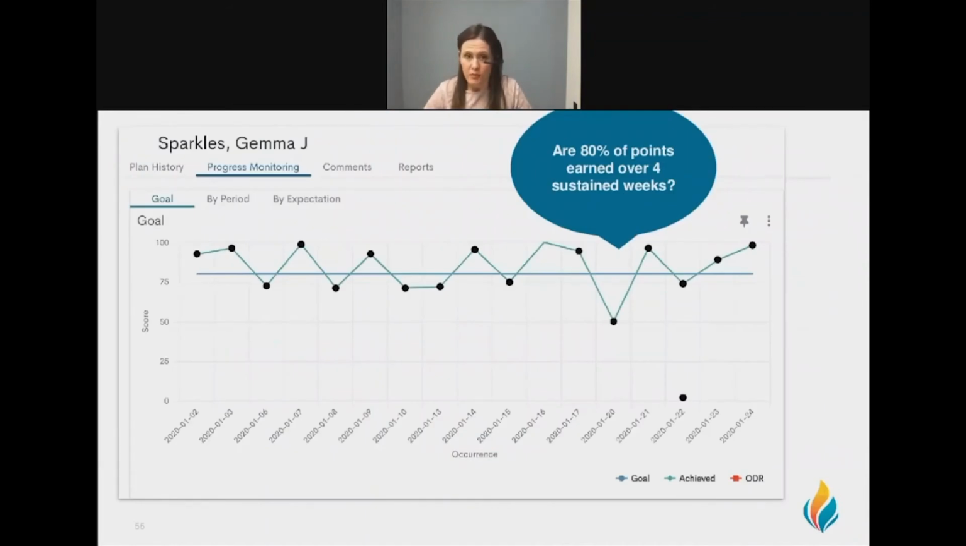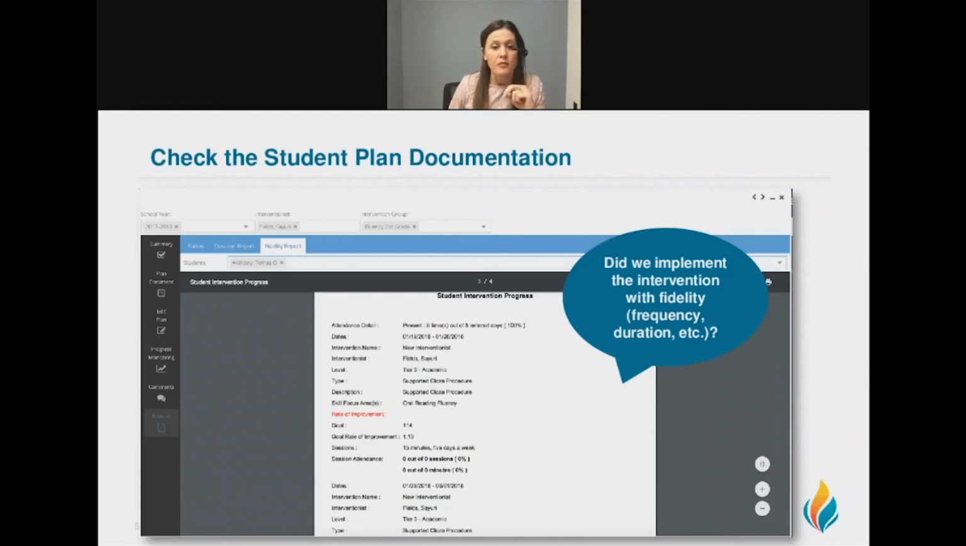This is an example for behavior or for social emotional needs. Here you can see that over a 3 or 4 week period, the student had possible points to earn, and are they earning 80% of those points consistently? So this would be, for check in, check out, an example of some of the data you might collect. You're going to check the student plan document, and here you can make sure that we're implementing the intervention with fidelity.